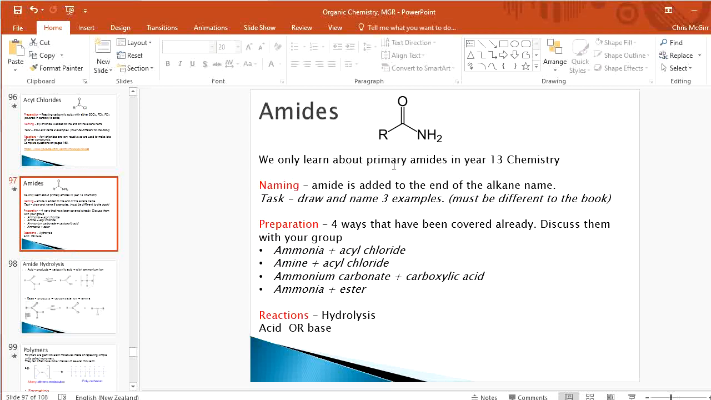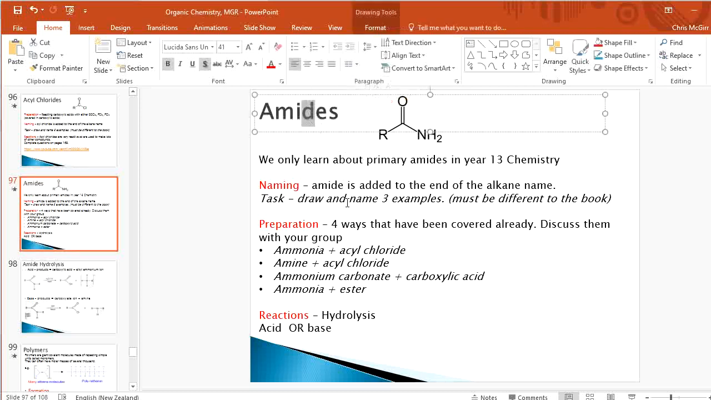So first of all, amides. Their functional group is a carbon to oxygen double bond, and then that carbon has a nitrogen bonded to it. Now you can have primary, secondary, and tertiary amides, but we only deal with primary amides at level 3, which is where there's a nitrogen and 2 hydrogens. Do not get these confused with amines. We've covered amines already. The amine functional group is just this part here. It doesn't have the carbon to oxygen double bond. Big difference is amines are bases, amides are not. Okay, so they're very, very different in terms of their reactivity and so on.